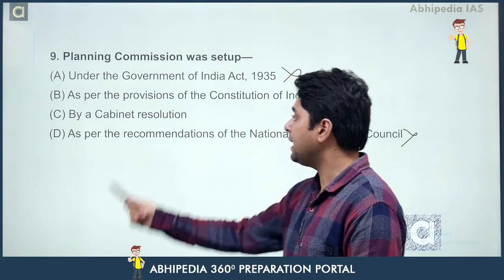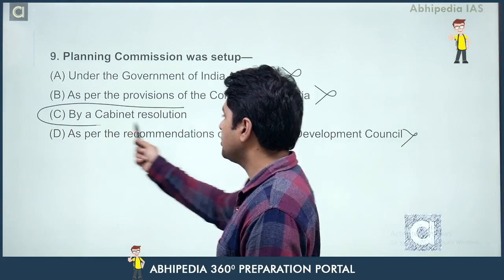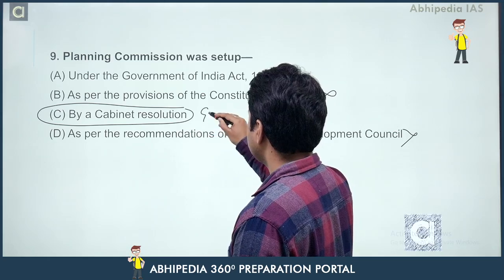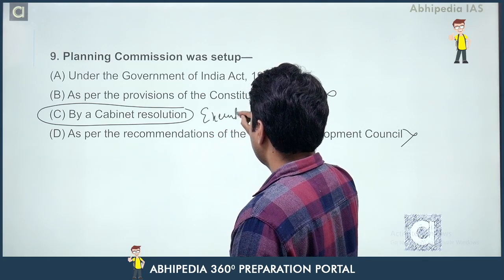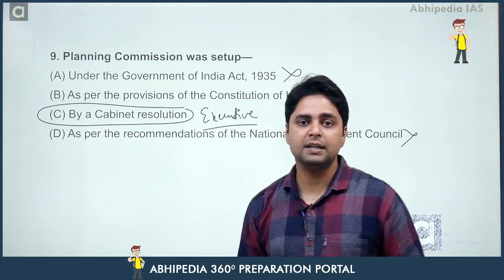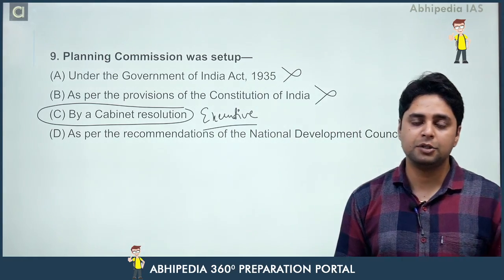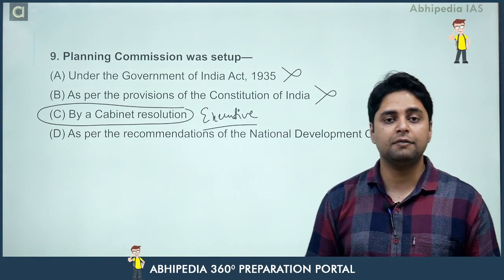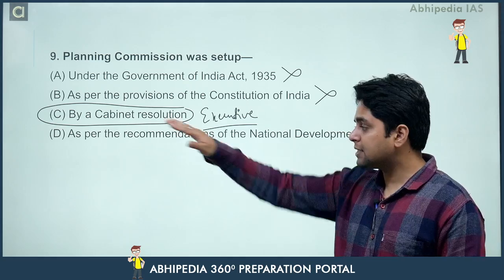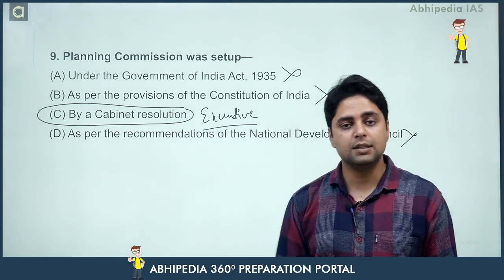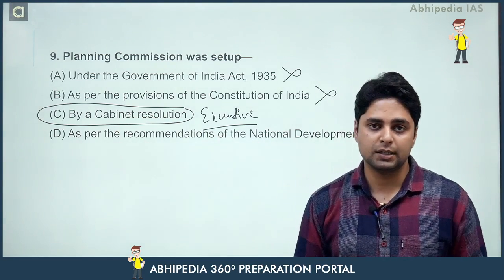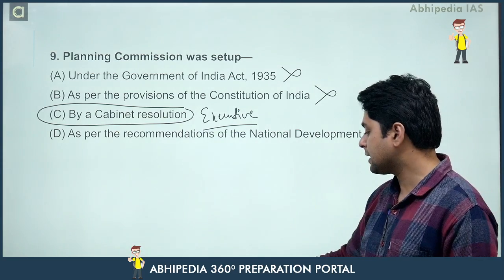It was set up by a cabinet resolution, also known as executive resolution. That means the president simply issued an order and the planning commission was set up in the year 1950. And with the same method, planning commission was dissolved also and Niti Aayog was established. So it is by an executive resolution.